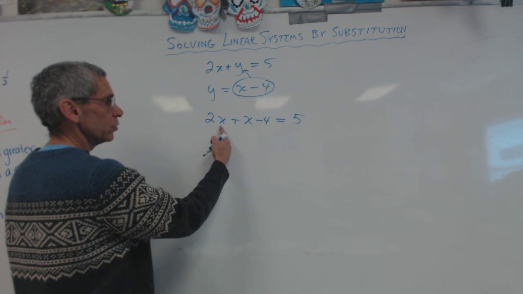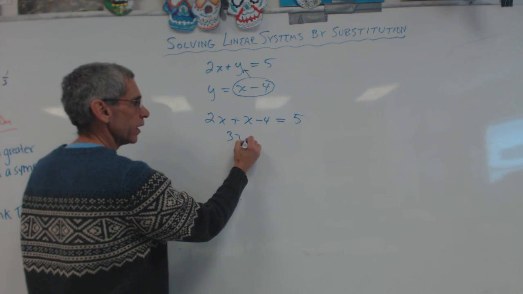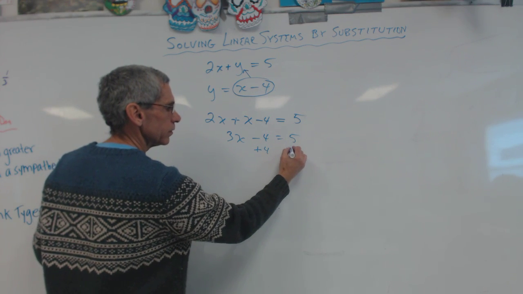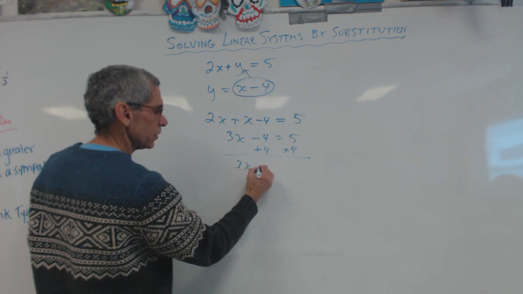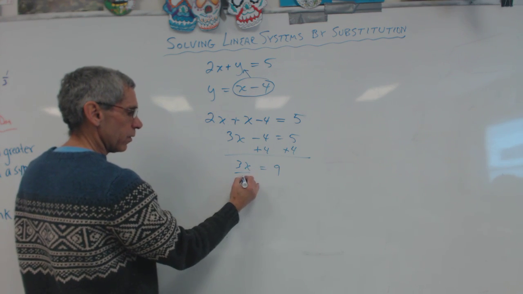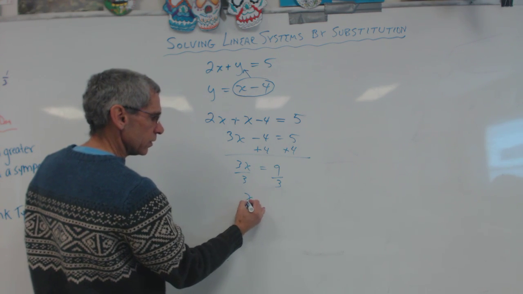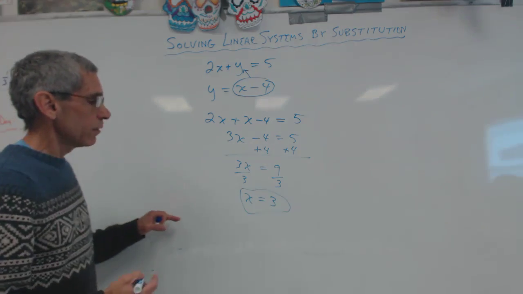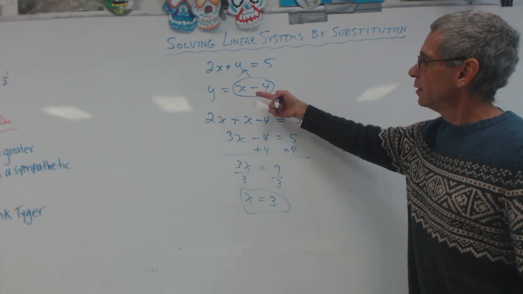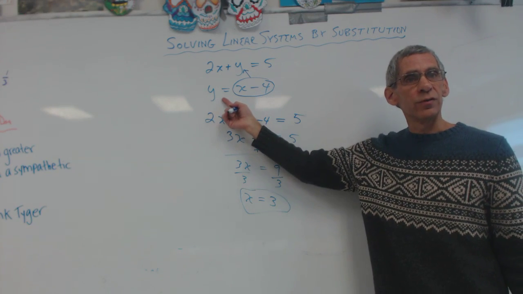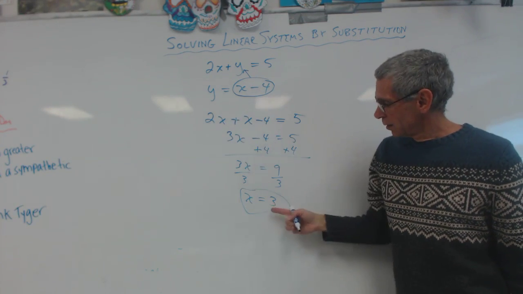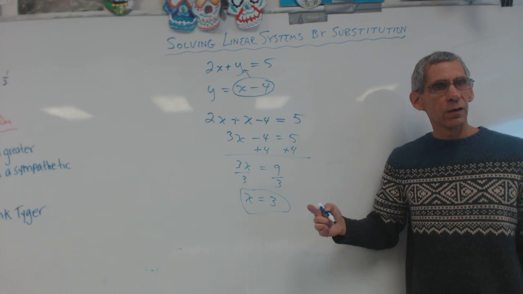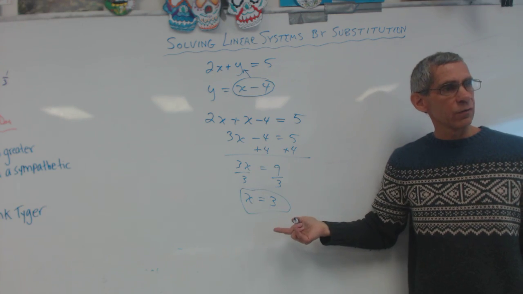All right, what is 2x plus x? 3x. 3x minus 4 equals 5. Add 4 to both sides. I've got 3x is equal to 9. Divide by 3. X is equal to 3. Look at that, I know my x. Now to find my y, I go to the one that says y equals, because it's so easy. So y is 3 minus 4. What's 3 minus 4? Negative 1. So y is negative 1.